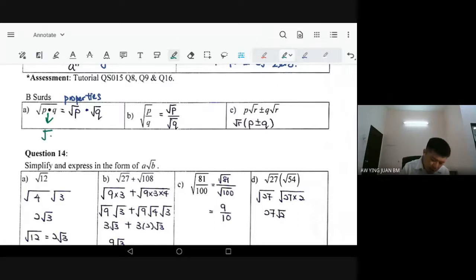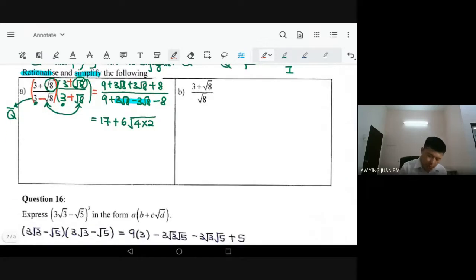Square root of 8 is equals to square root of 4 multiply square root of 2. Pagi tadi pun kita ada sebut square root of 4 is equals to 2, boleh? So dengan itu, 17 plus 6, we have 2 multiply with the square root of 2. So finally, your answer will be 17 plus 12 square root of 2.